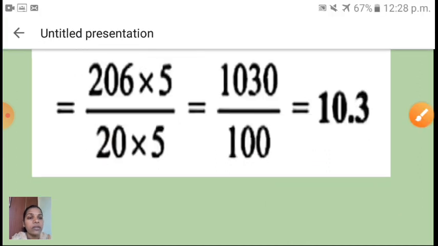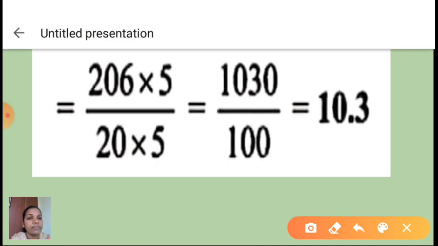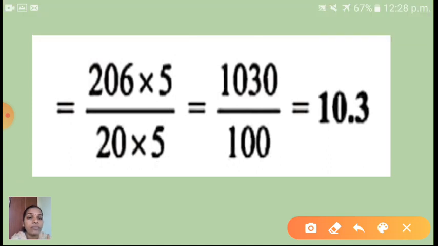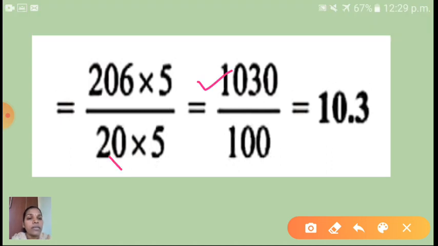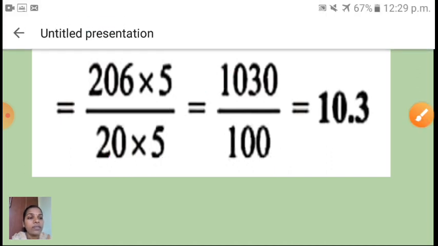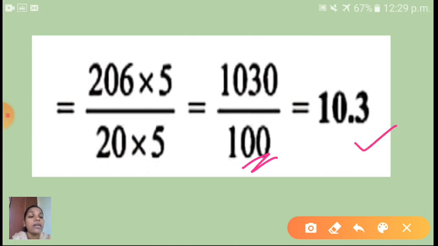Next step is, see here children, 206 upon 20. So here 20 into 5, that is 100, isn't it? So we have to multiply with 5, and at the same time numerator also you have to multiply with 5. So if you are multiplying here, your answer will be 1030 upon 20 into 5, that is 100. Okay children, now you have to convert this fraction into a decimal number, that is 10.30 or 10.3. Shall I go to next now children?